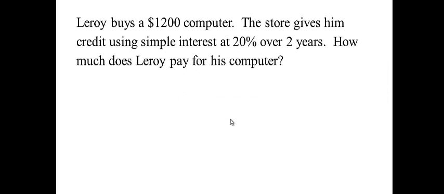So I first need to figure out what is the interest that's being charged to him over these 2 years on this purchase. Then, since that has to be paid, I add that back onto the original amount that he paid for the computer. That becomes our total cost. So I can say A equals P plus PRT.